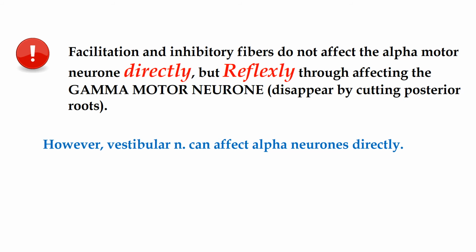Facilitatory and inhibitory fibers do not affect the alpha motor neurons. They affect only gamma, because they send either their facilitatory or inhibitory impulses to gamma motor neurons. But the only area that can directly affect the alpha motor neuron is the vestibular nucleus in the medulla.